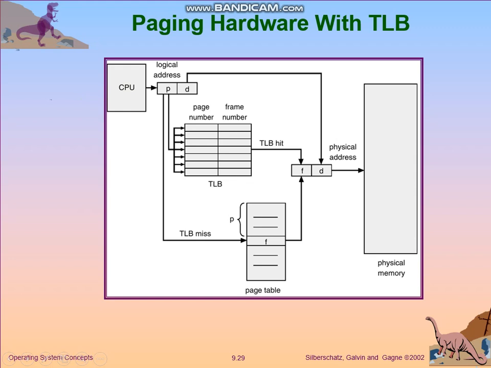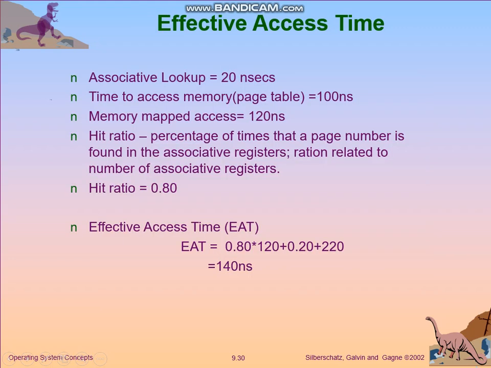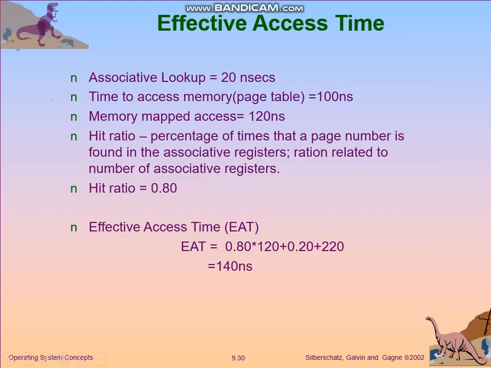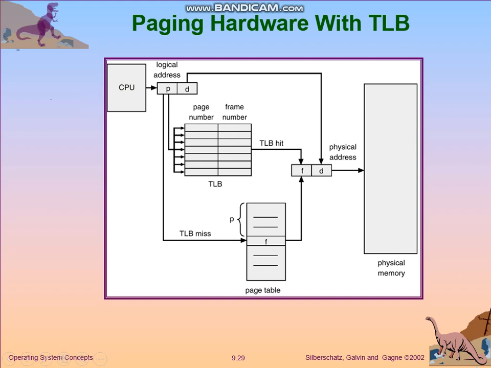Let us calculate the effective access time. In associative memory, it takes only 20 nanoseconds. If the CPU needs the data from the TLB, it will take only 20 nanoseconds because it is closer. There is no need to go to the physical memory. The time taken to access the page table is 100 nanoseconds. Again, it needs to make another reference to the data in physical memory, which is 120 nanoseconds. So if the CPU wants data from the TLB, it takes only 20 nanoseconds. If the CPU wants the data from physical memory, it takes two time periods.